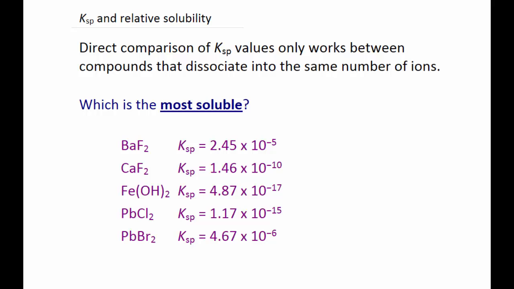Let's look at what a KSP value is good for. You can compare the KSP values of different substances to compare solubility, okay? But it's only a direct comparison for compounds that dissociate into the same number of ions. You can't compare KSPs of something that dissociates into 2 ions versus something that dissociates into 3 ions because of the exponents that are in there, okay? But if the number of ions is the same, then you can compare.